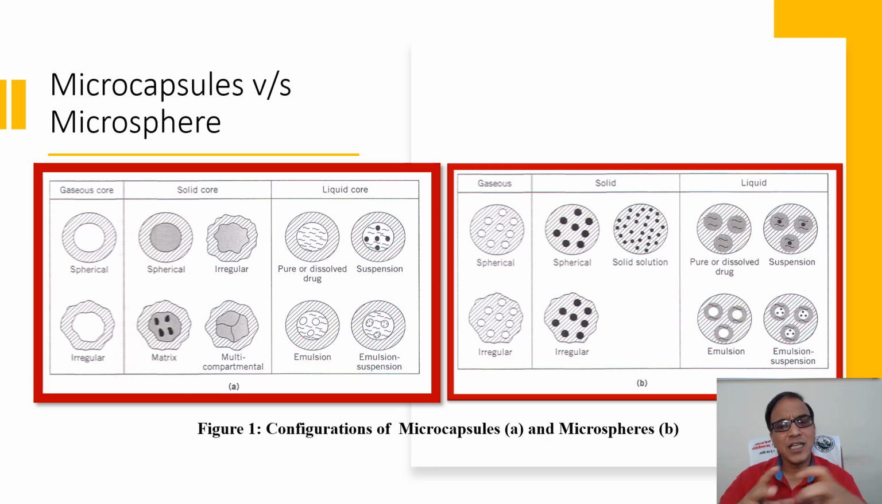You can imagine a spongy ball which is hollow in the core and is wet with water; you may imagine it as a microcapsule. But again, imagine the same spongy ball which is solid, not hollow inside. Then you will call it a microsphere, if you are imagining it in terms of micron size.